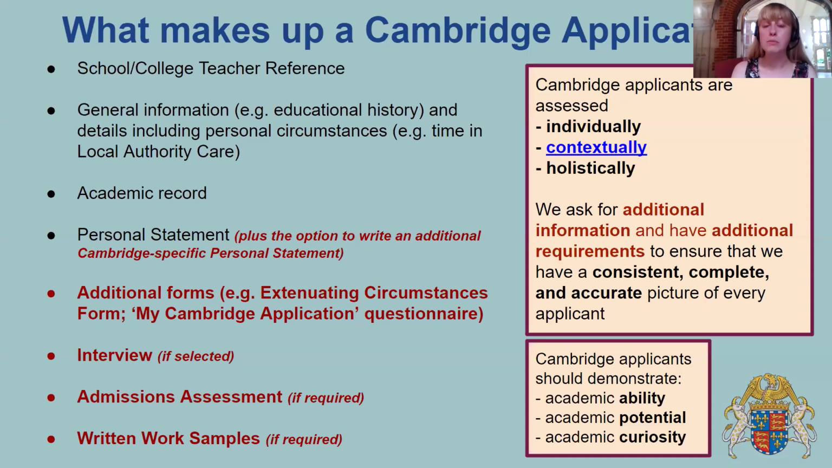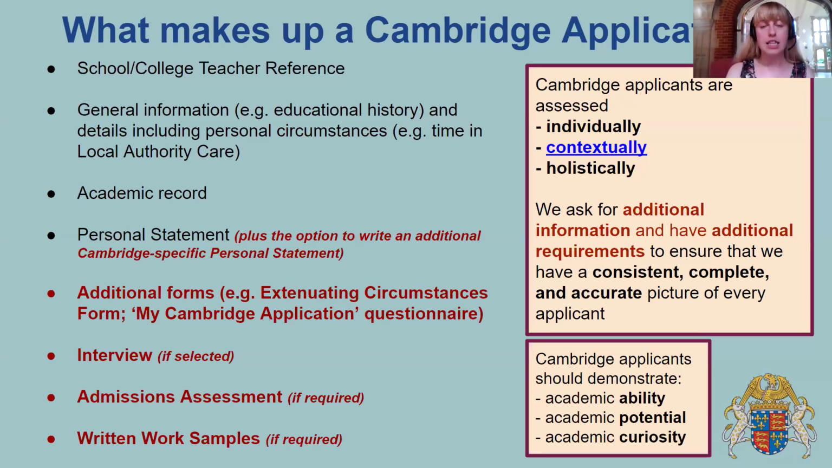We have some additional forms that we ask you to fill in. Some of them are optional, such as the extenuating circumstances form. I can link the web page about that form on this slide. The My Cambridge application questionnaire, that's something that you have to submit to make a valid application to Cambridge. That essentially asks for more information about what you've put in your UCAS. So it gives us even more information about your A-level studies. Interviews, admissions tests, and written work samples.